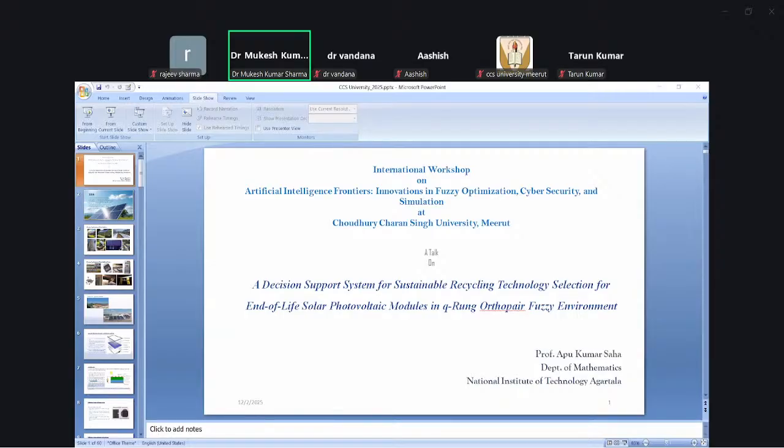Now these are some of the advantages and disadvantages of monocrystalline and others, so you can see this. The main disadvantage of bifacial is that it is high cost and heavy.